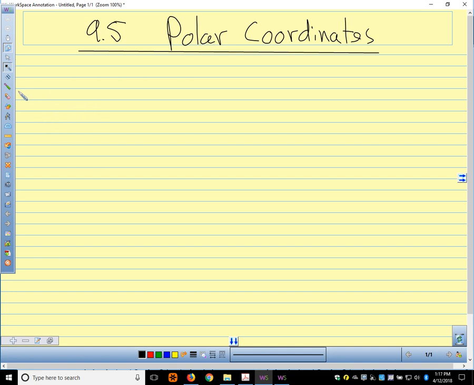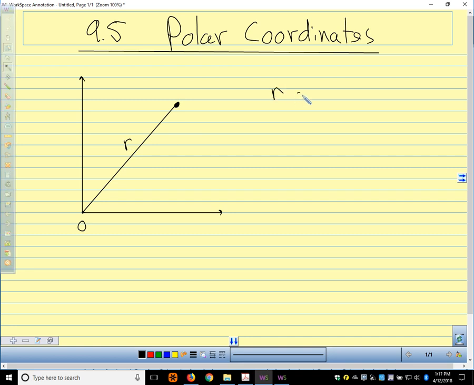So what we're going to do with polar coordinates is I'm going to draw my axes. And instead of x and y, we're going to draw a ray from the origin to the point. So this is very similar to what we did when we talked about trigonometry. And we're going to call the distance from the origin to the point r for the radius. So r equals a distance from the origin to the point. And we're also going to talk about this angle, theta. And instead of x and y, we're going to call the coordinates of that point r, theta.